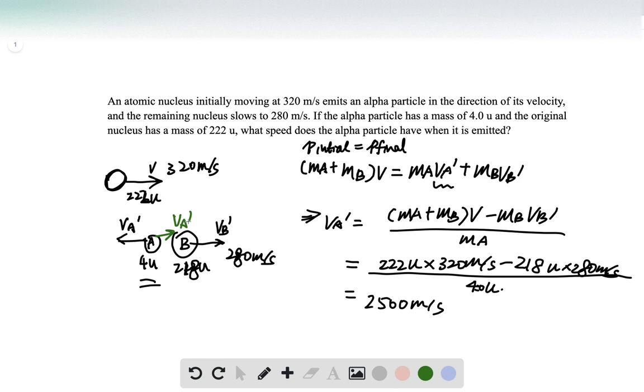So I assumed the wrong direction in my graph, but my calculation still gives me the correct sign and the correct direction. So the alpha particle will be moving in the same direction as the original particle, and so is the rest of that particle.